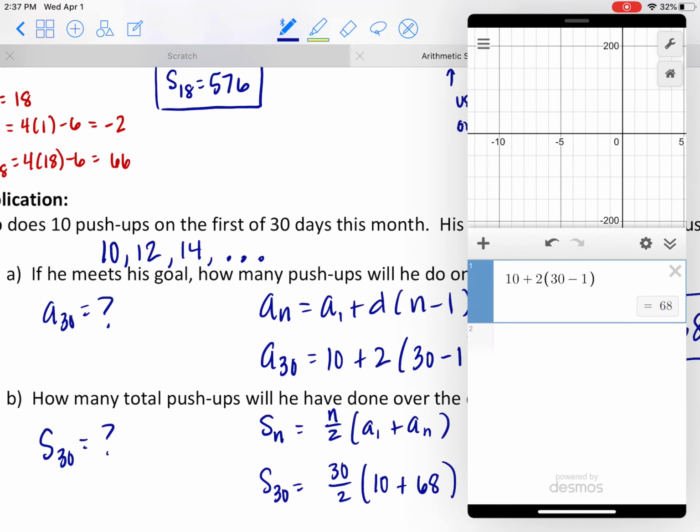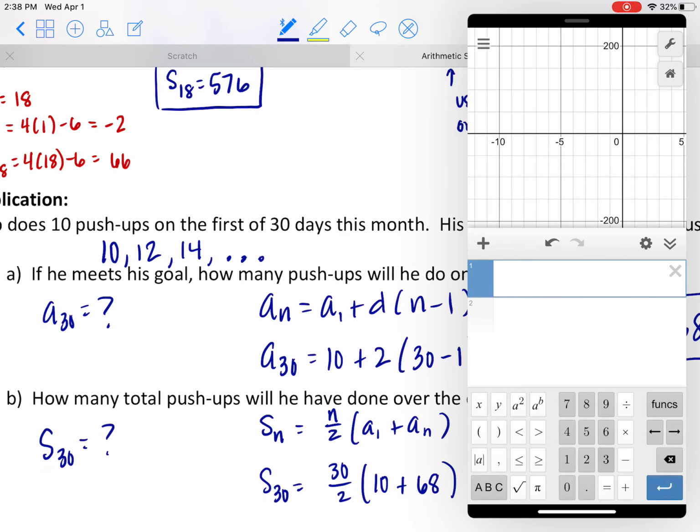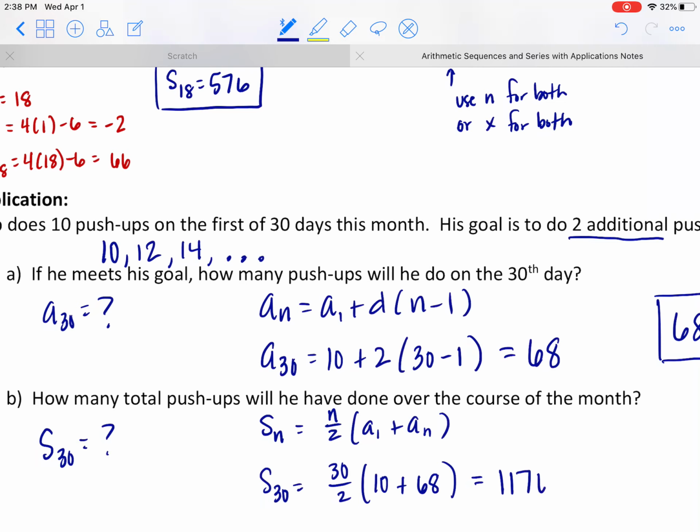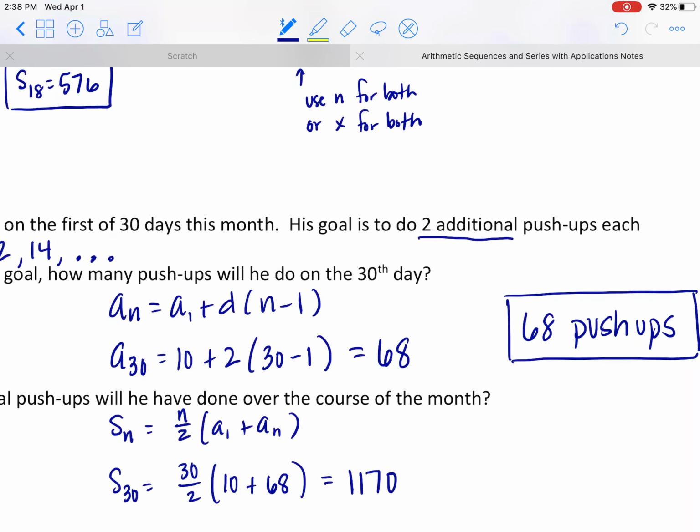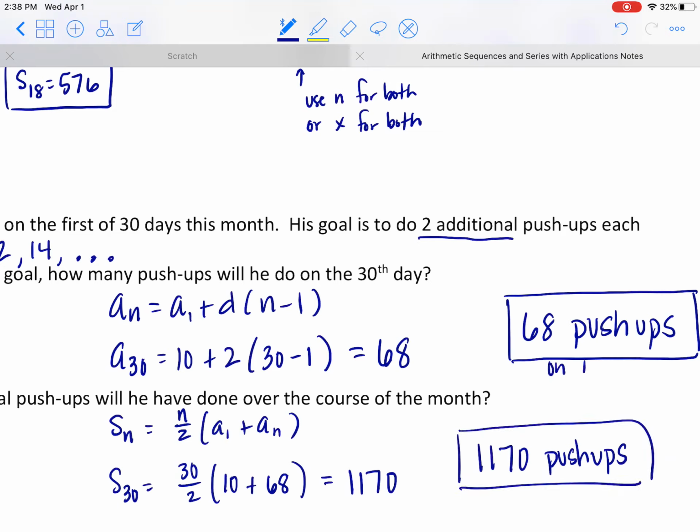First number on the list was 10, and fortunately in part A we figured out the last number on the list was 68. So now if we plug that into the calculator, we're going to figure out the total number of push-ups. So 30 divided by 2, and again I know it's 15, but don't want to make any goofs here. So 10 plus 68 in the parentheses says 1,170 push-ups. So over the course of the month, he's doing over 1,000 push-ups, which is pretty significant.